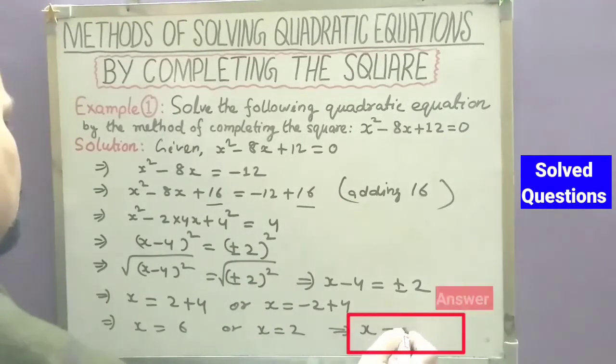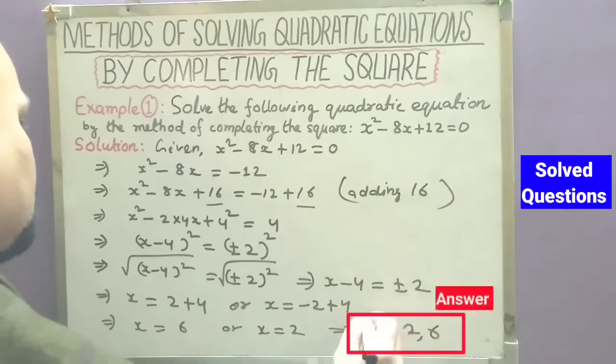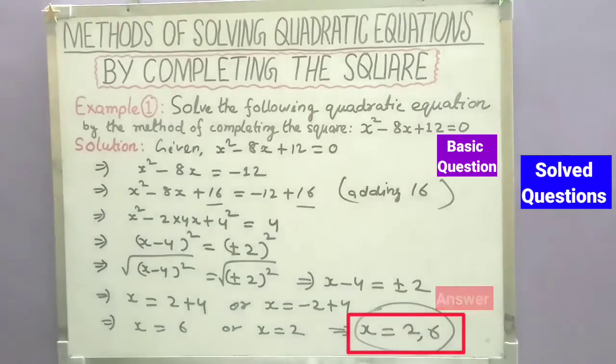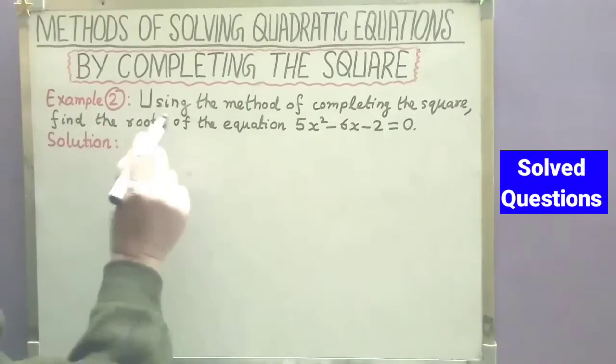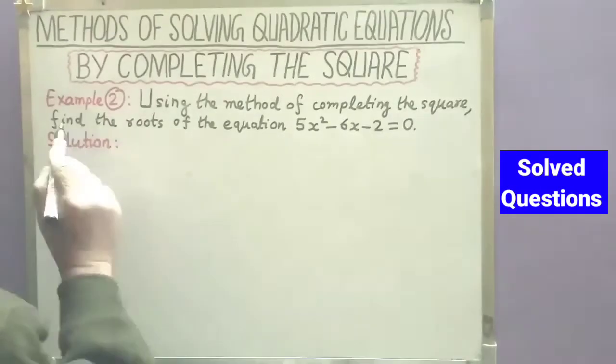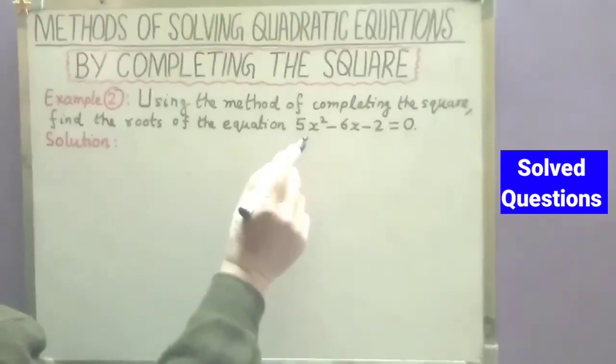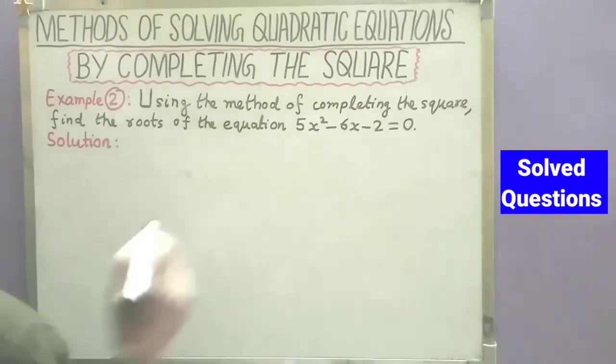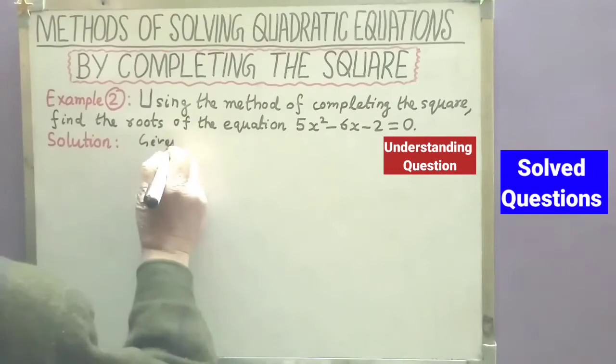Thus, 2 and 6 are the values of x. That's the answer. Example 2. Find the roots of the equation 5x square minus 6x minus 2 equal to 0 by the method of completing the square. Now let's solve this question.